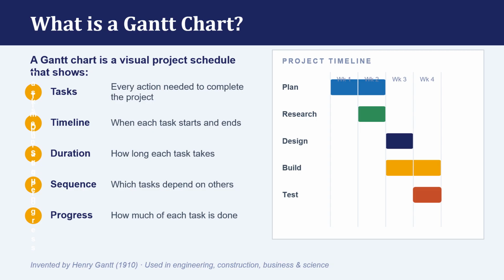But so you have a timeline. Each task starts and ends. You have a duration, how long each task takes. Then you have a sequence, which task depends on the other, and then your progress. You have to update it. How much of each task is done, and somebody on your team, preferably the project manager, every team should have one, should be updating this.